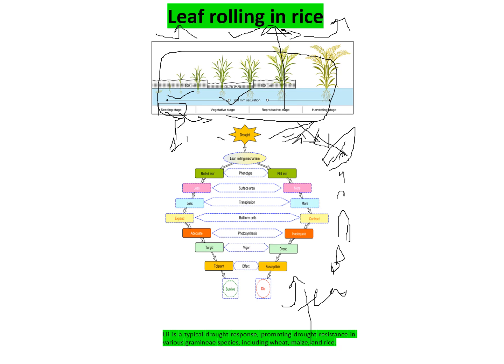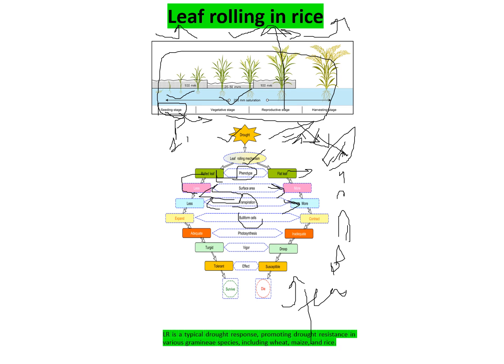See here, whenever there is drought condition, how does the leaf rolling mechanism act? If there is drought condition, if the phenotype is rolling leaf, what happens? If the phenotype is flat leaf, what happens? In rolling leaf, the surface area will be lower. In case of flat leaf, the surface area will be larger. What happens then? Transpiration will be lower in case of rolled leaf, higher in case of flat leaf.